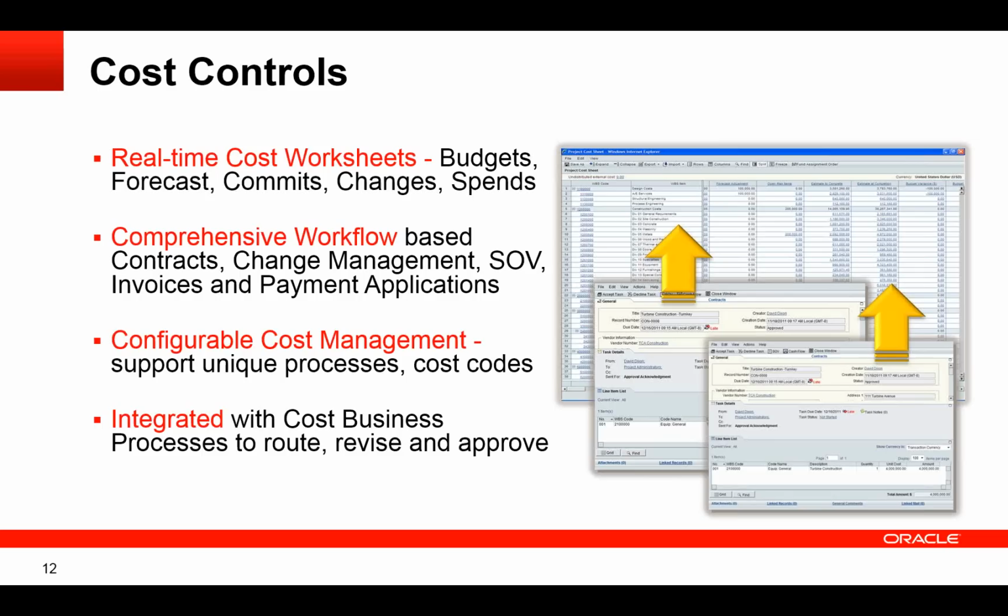So the cost management is very configurable, can support unique processes, no limitations on what you want to do with cost codes. And you integrate that into the way you do business with these automated workflows for routing, revising, and approving. So what happens is, in the part here where there's actually dollars on the cost sheet, behind that are a series of steps, documents, attachments that drive that happening.